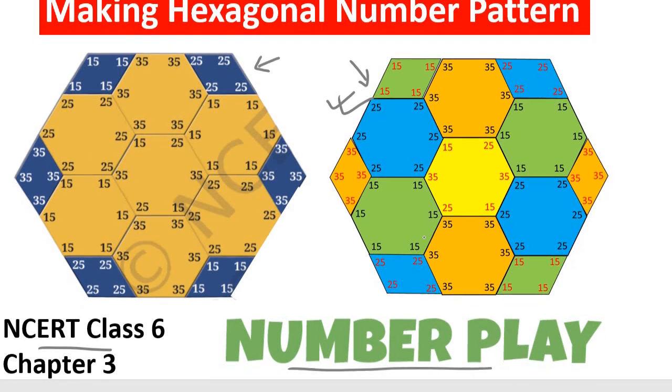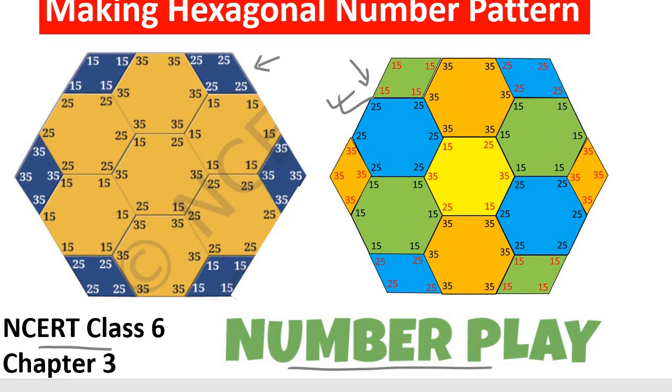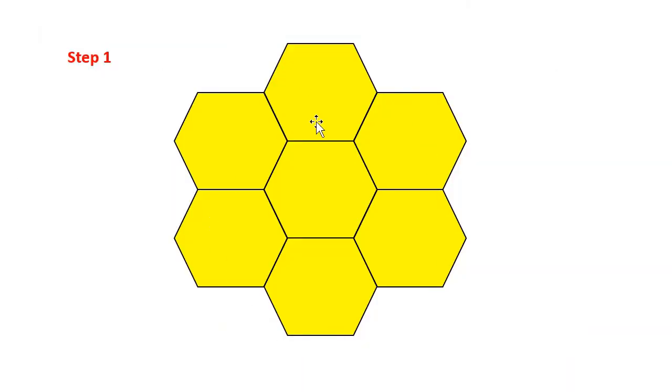So let's start. The first step is to start with this particular hexagonal structure. Actually there are 7 hexagons in this, right? As you can see, 1 2 3 4 5 6 7 hexagons making a closed pack structure. So this is step 1.